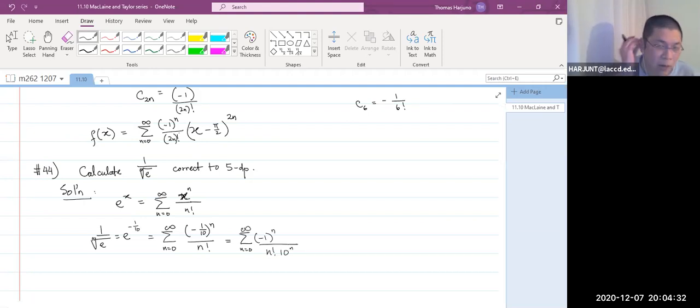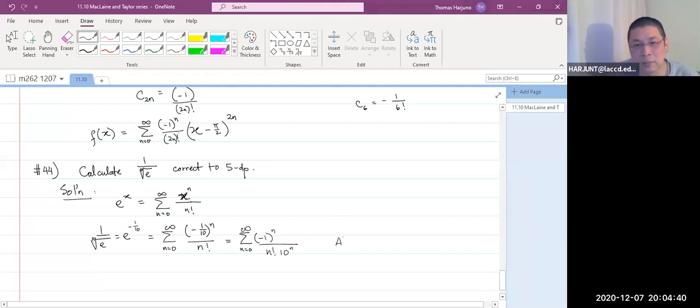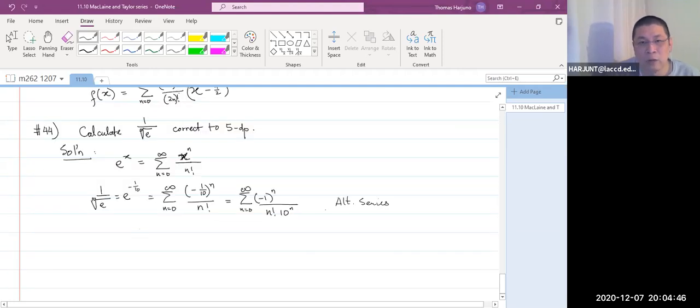We learn from the alternating series that this is an alternating series. We learn from alternating series that the error will be less than the next term. Right? The error will be less than the next term.